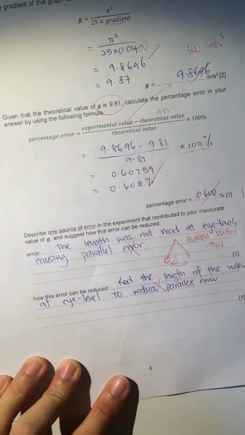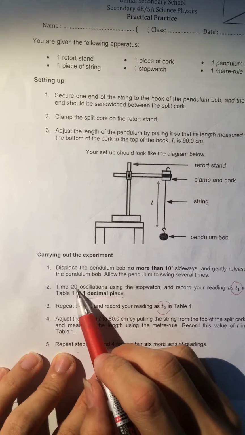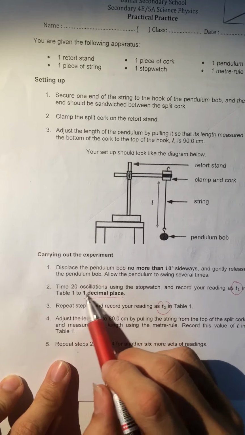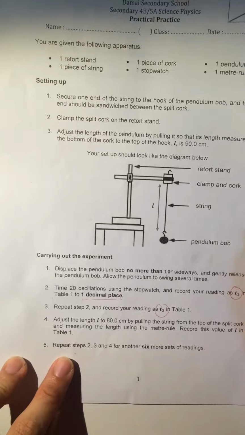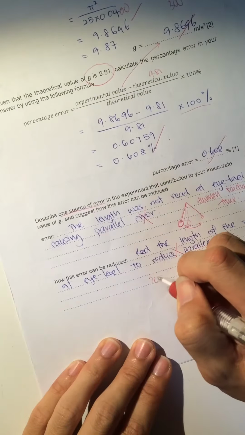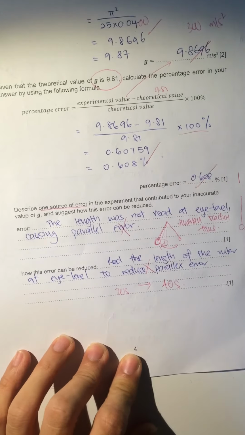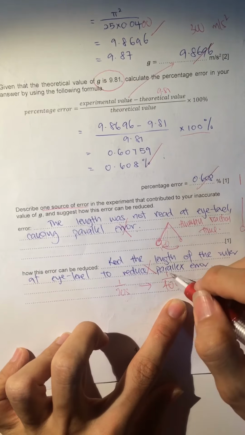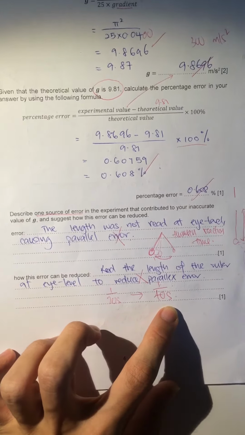How do I reduce this human reaction time error? Okay, so the experiment told us to take the time for 20 oscillations. Okay, let's say my error is 1 second. 1 second out of 20 oscillations is quite significant. Okay, how do I make 1 second less significant? Instead of doing 20 oscillations, I can change it to maybe 40 oscillations. Can you see that? 1 out of 20 compared to 1 out of 40. The 1 becomes less significant already. So my error becomes reduced this way.